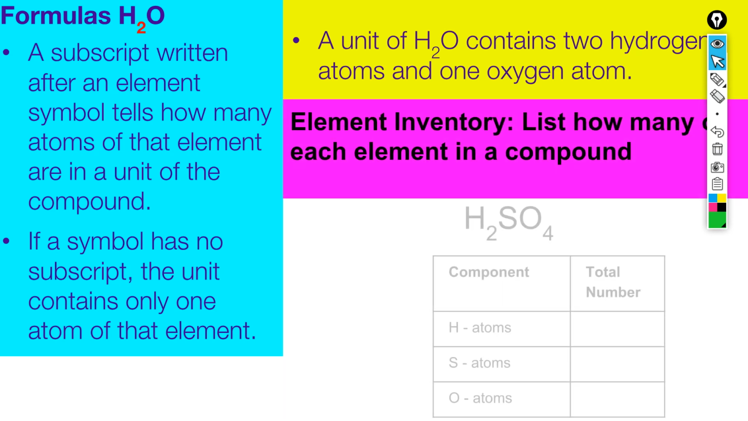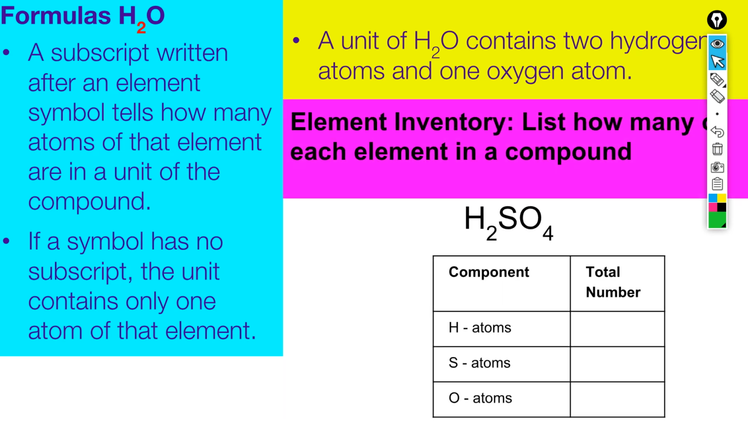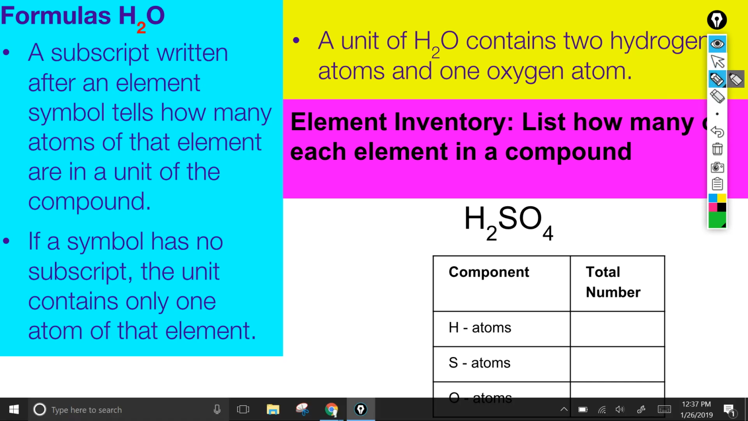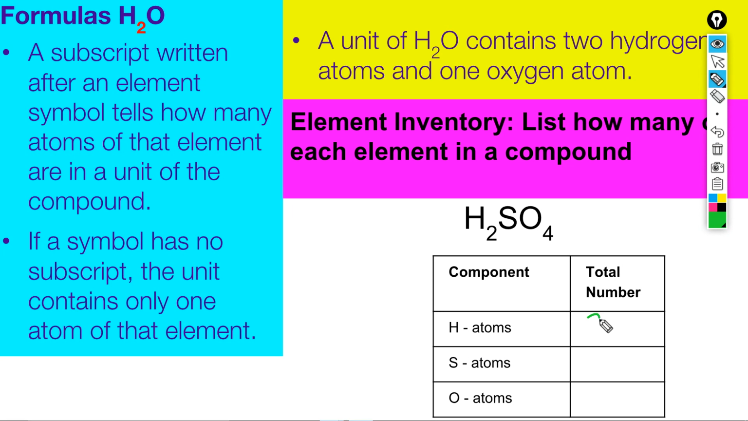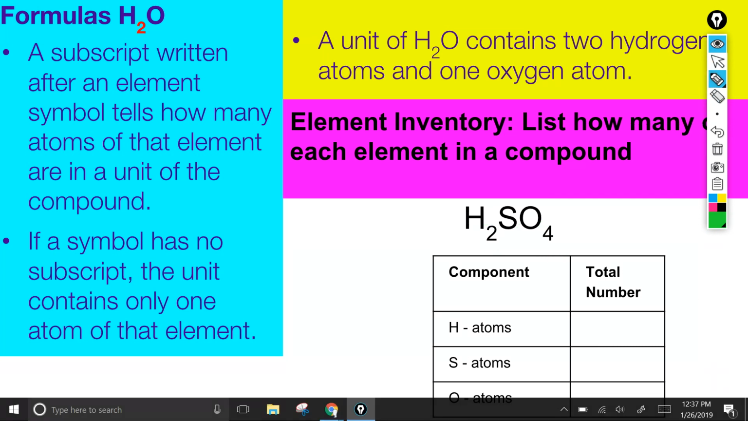We're going to do an element inventory example now for the compound H2SO4. So how many hydrogen atoms are in H2SO4? That's sulfuric acid. There are 2 H's, right? The subscript 2 after it. How many S's? There's nothing written after the S, so it's 1 S. How many oxygen atoms do we have? That 4 subscript goes with the oxygen, so 4. H2SO4 has 2 H's, 1 S, and 4 O atoms, or oxygen.